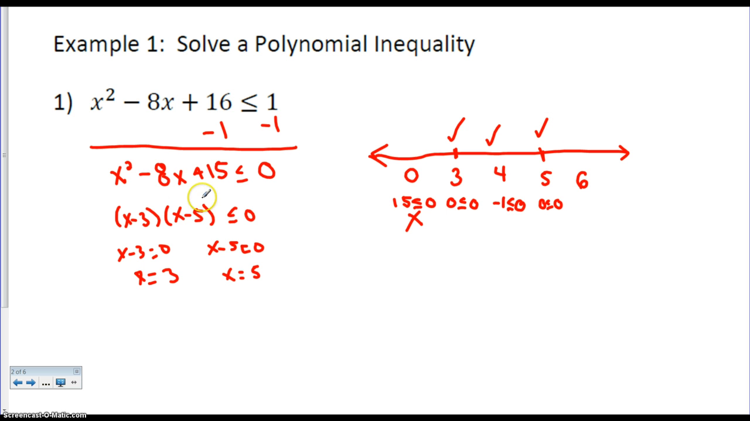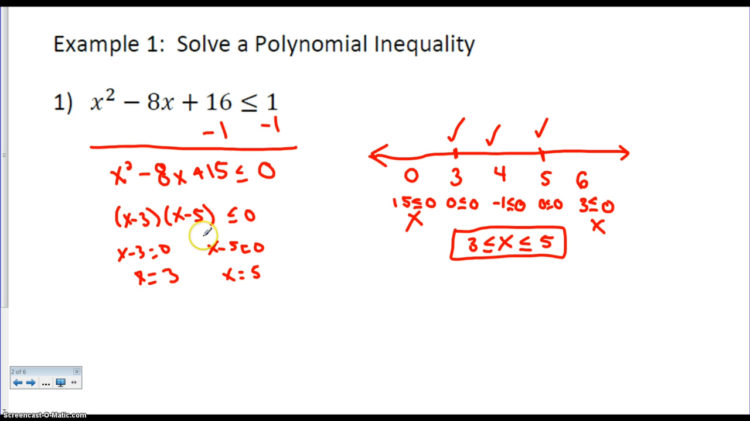And then when I plug 6 into this inequality, so I do 6 squared minus 8 times 6 plus 15, I get 3. Is 3 smaller than or equal to 0? No. So my solutions are going to be any number between 3 and 5. So I know x is between 3 and 5. But I also know that it can be equal to 3 because that makes it true. So this is my solution to this inequality.